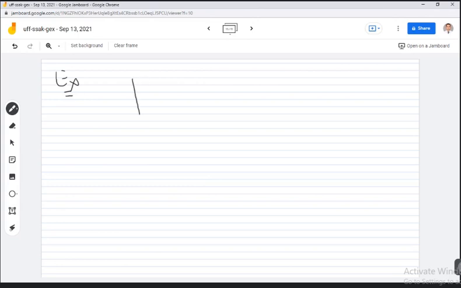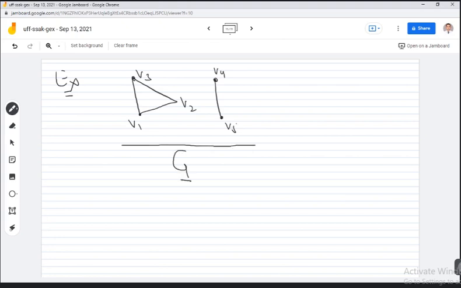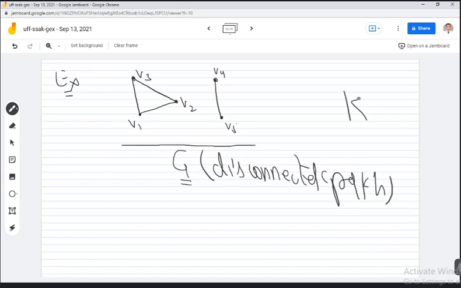I'm going to explain it. For example, V1, V2, V3, V4, V5. So this is a graph G in which, for this pair and this pair, there is no walk. Or we can say, if you take this pair, there is no walk between these two pairs. Okay, so this one is called a disconnected graph.